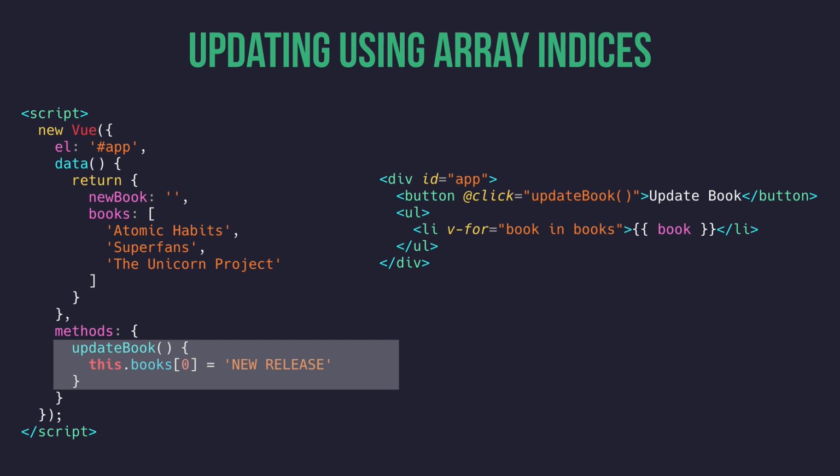But now what happens if we wanted to update using an array index? So we have our list of books again. When we click update book though, it's going to call a method and say, I want to overwrite the 0 element, so the first element in that array, and I want to change that to new release. And so this isn't going to work.